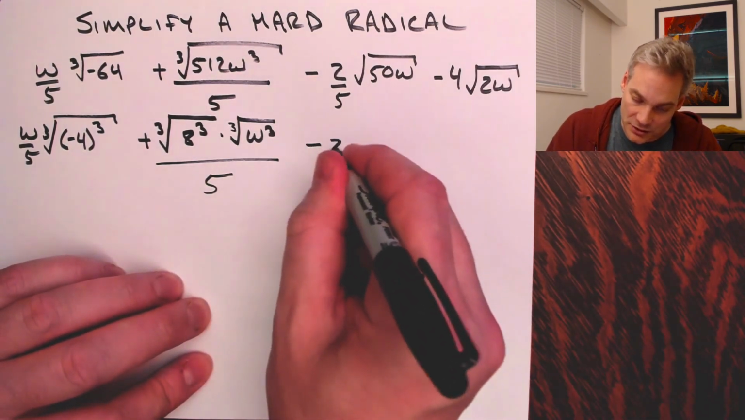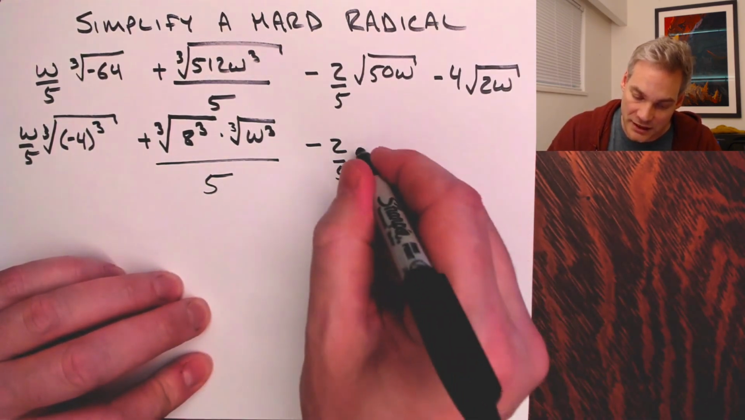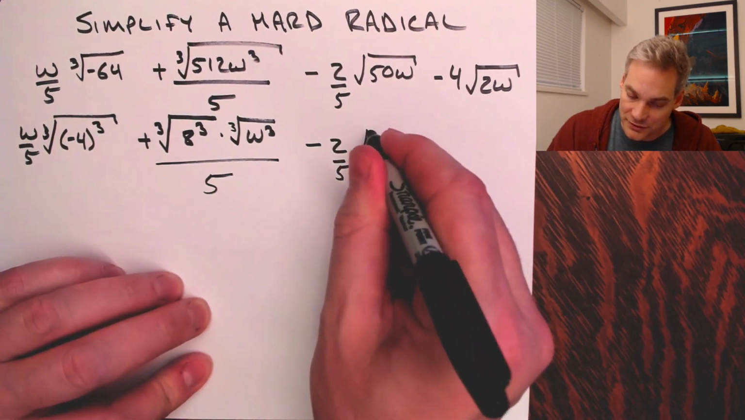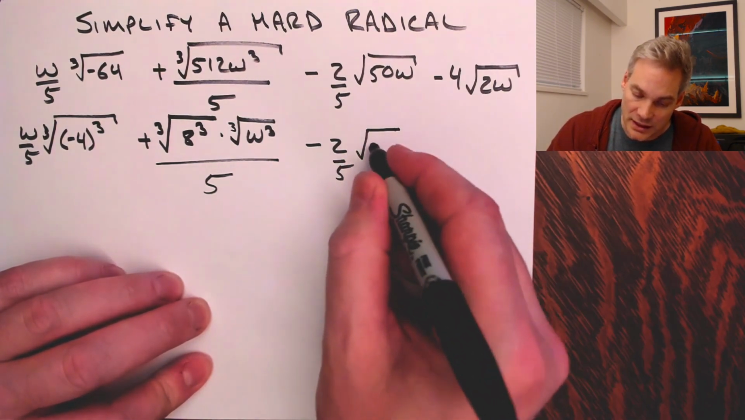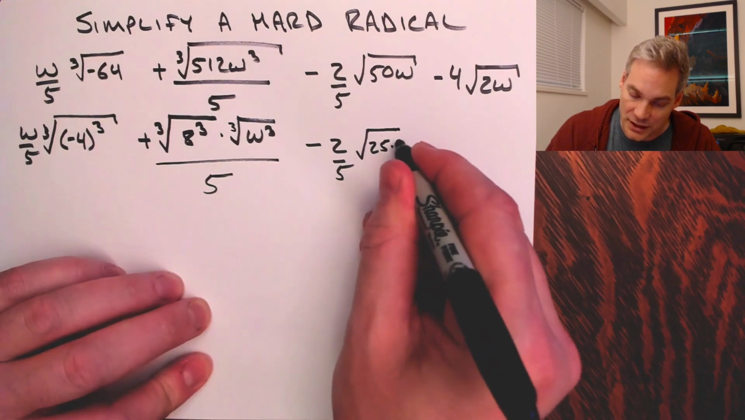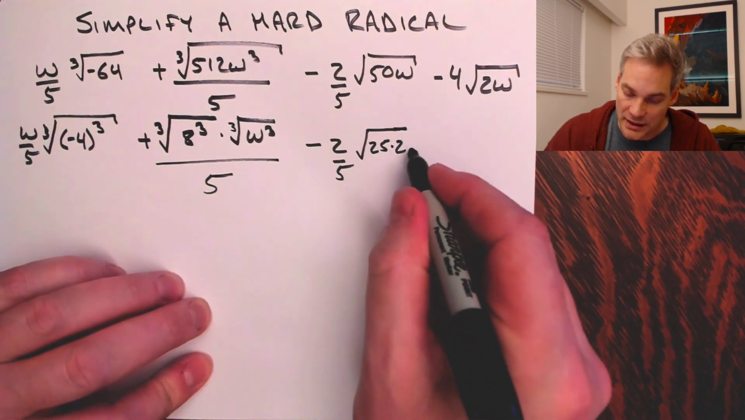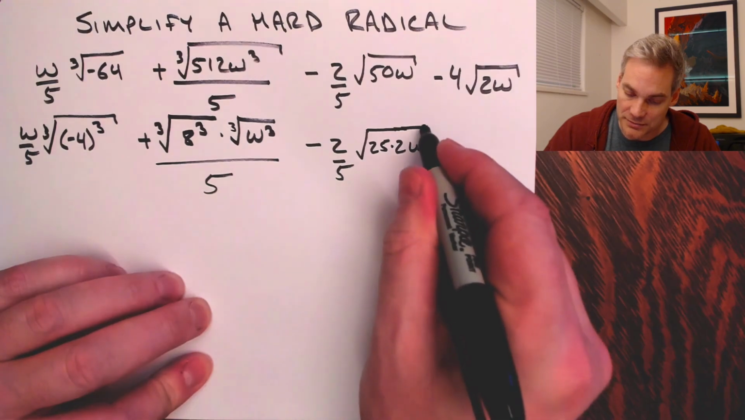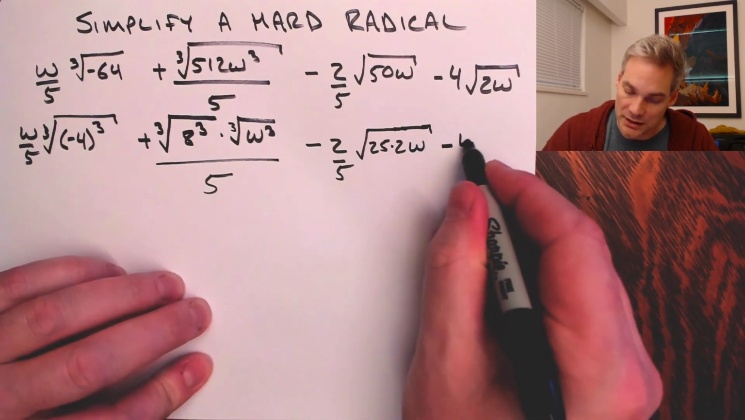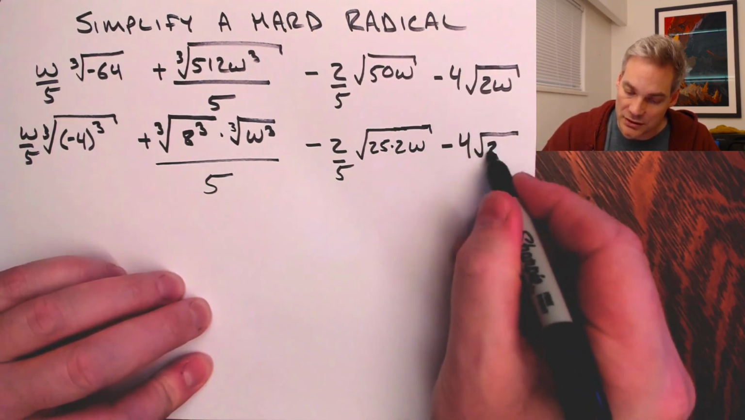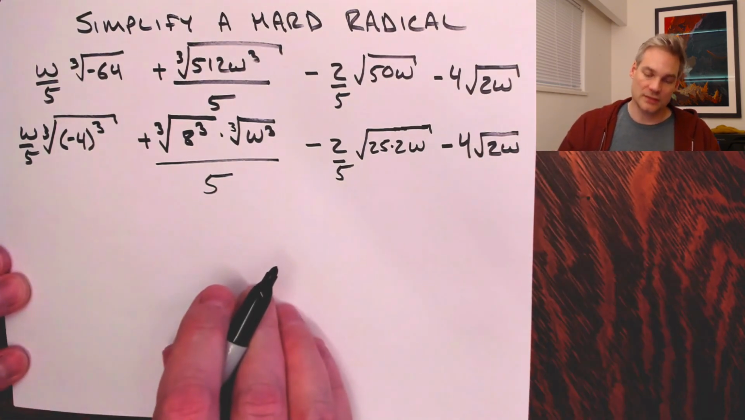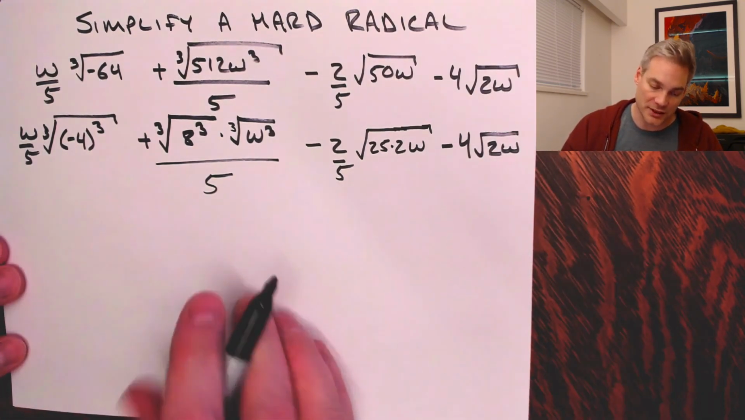Now we subtract 2 over 5, and now we have this, the square root of 50, and that's just 25 times 2. And then we also have the w, and then we have minus 4 root 2w. Okay, so we're going to continue to simplify.